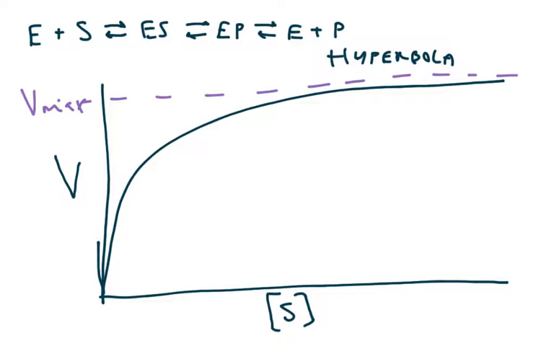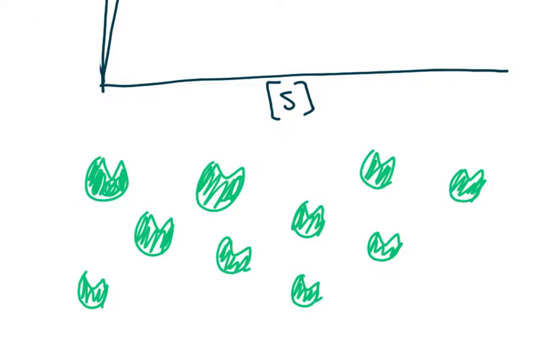Why is there a maximum velocity? Well, to look at this, we have to look at something called saturation. Let's say I start with 10 enzymes as shown. If I first start adding substrate, that substrate is not going to bind to all my enzyme. There will be some substrate by itself and some substrate bound to enzyme. As I increase the concentration of substrate, more and more enzymes will be working to catalyze a reaction at once.